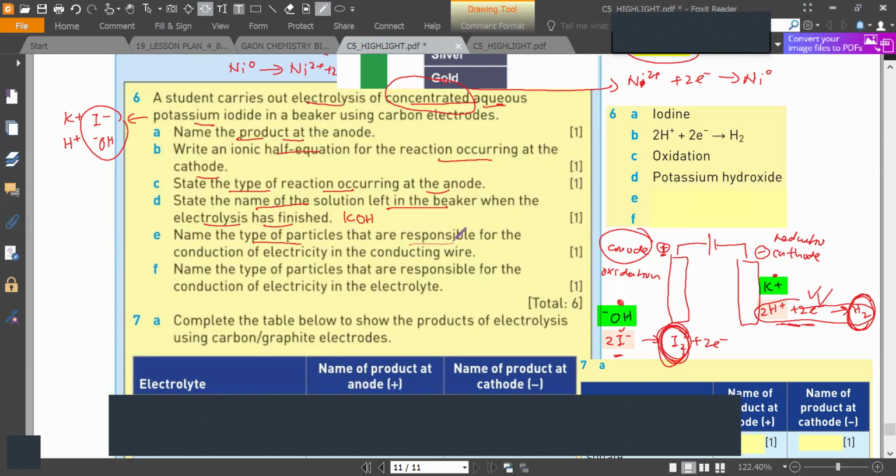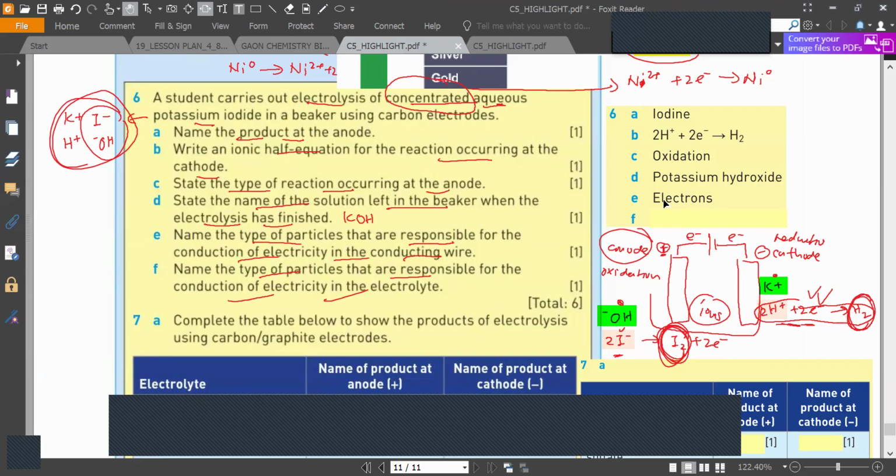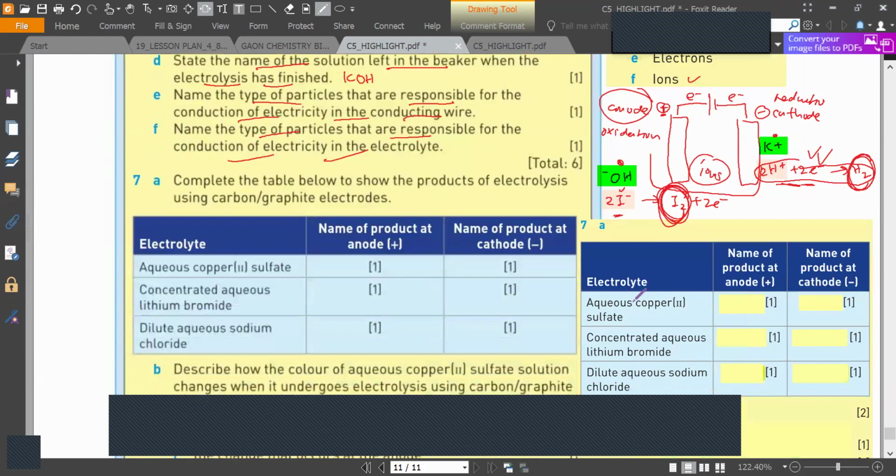Name the type of particle responsible for the conduction of electricity in the wire. In the wire, it will be the electrons conducting the electricity. And the type of particle responsible for the conduction of electricity in the electrolyte? Inside the electrolyte, it will be the ions conducting the electricity. Okay, next.